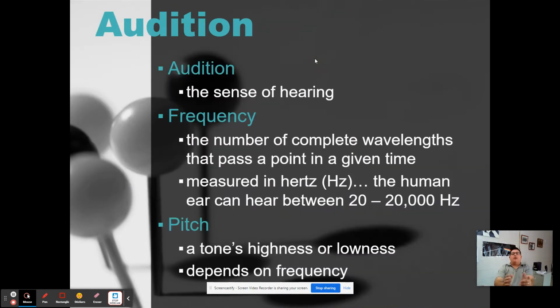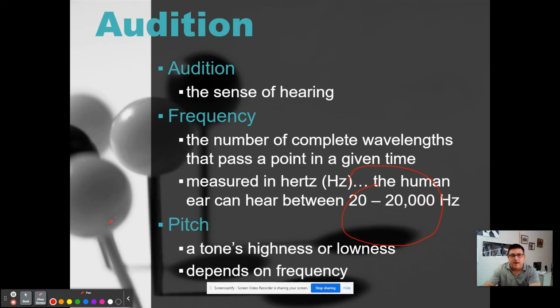Now we're on to hearing. Audition is the sense of hearing. Audition, audio. Think about that. Audio, audition, hearing. Frequency, the number of complete wavelengths that pass a point at a given time, measured in hertz. The human ear can only hear between 20 and 20,000.